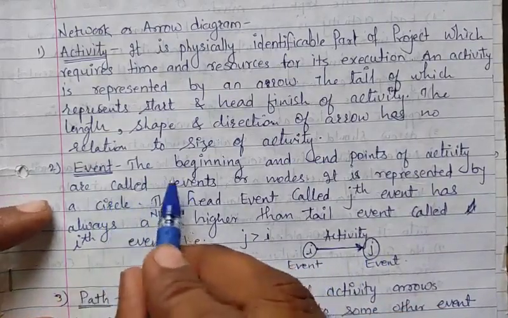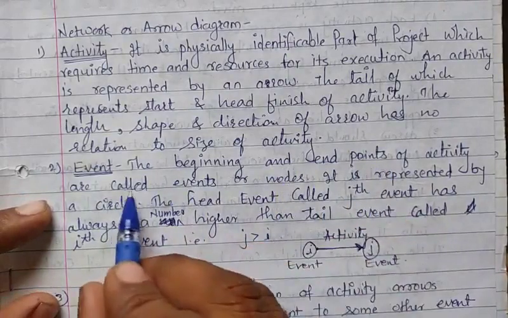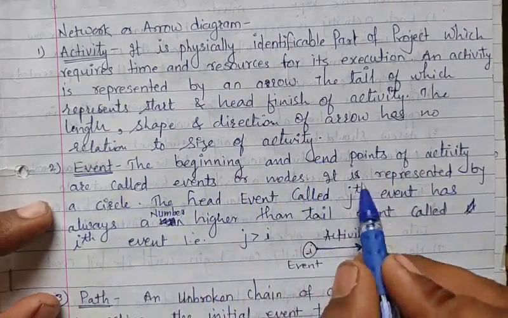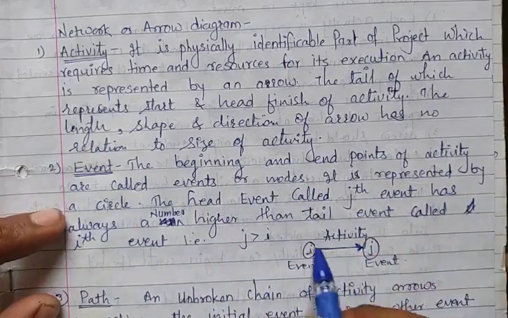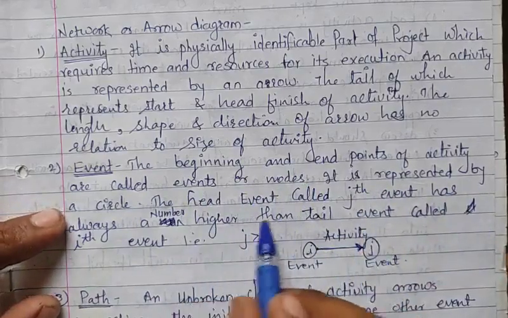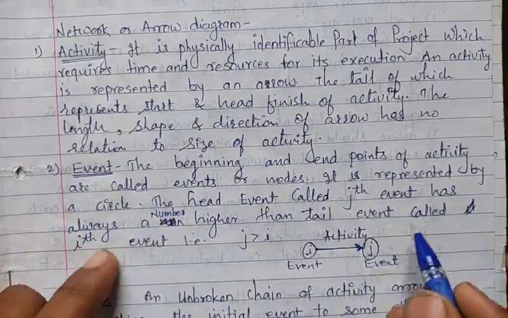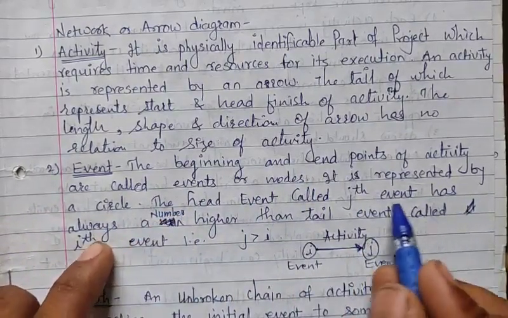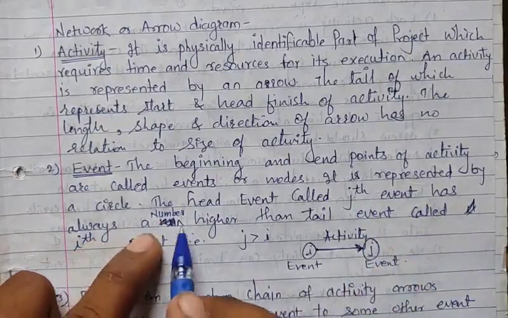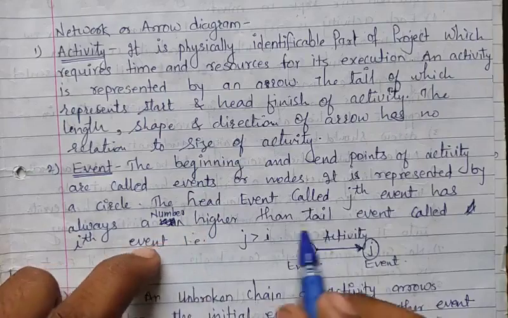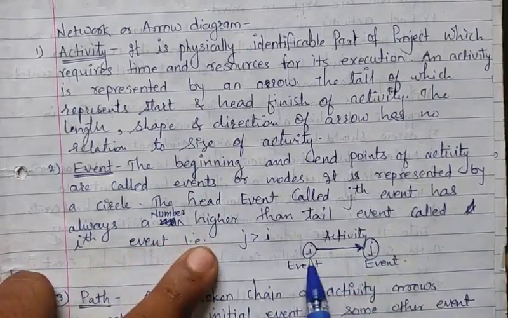The beginning and end points of the activity are called events, also called nodes. An event is represented by a circle. The head event is called the jth event, and the jth event always has a number greater than the tail event. So here J is greater than I.